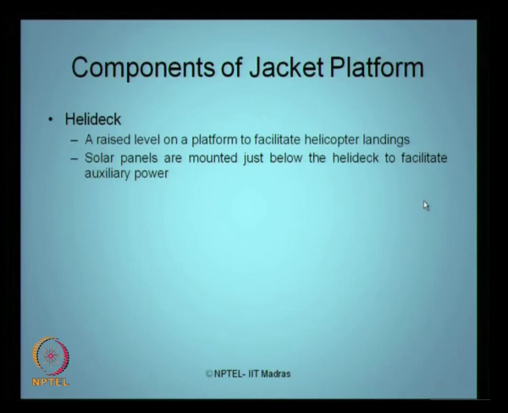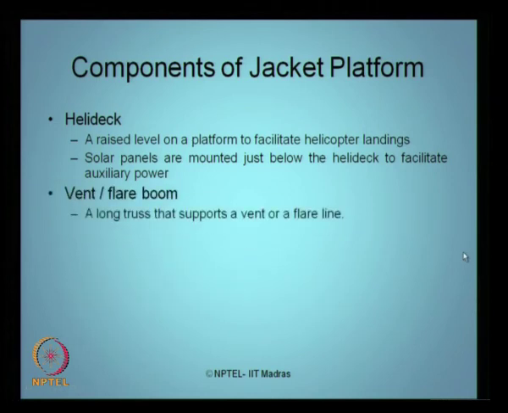Let us look quickly at the components of a jacket platform. It contains a helideck. A helideck is a raised level of a platform which is used for facilitating helicopter landing. Solar panels are also mounted just below the helideck to provide auxiliary power for the platform. Flare boom is a long truss that supports a vent or a flare line.